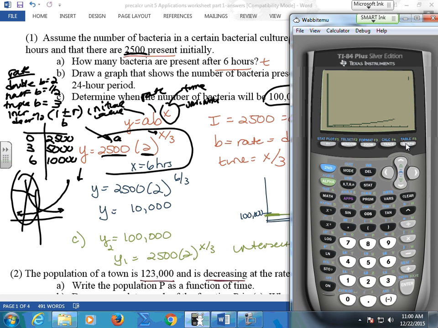Algebraically, we can't pull an exponent down unless we use a log statement. So when we come back from vacation, we're going to do the logs, and we will actually revisit all these applications and solve them algebraically. Right now we can only solve them graphically.